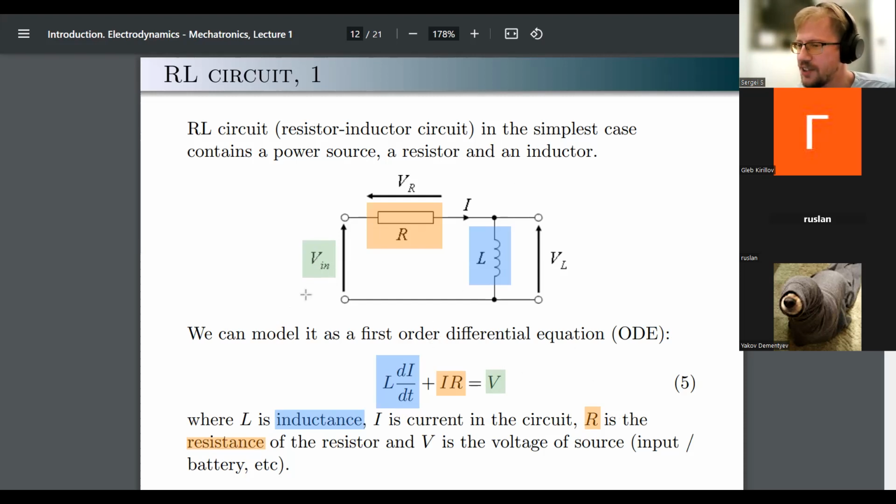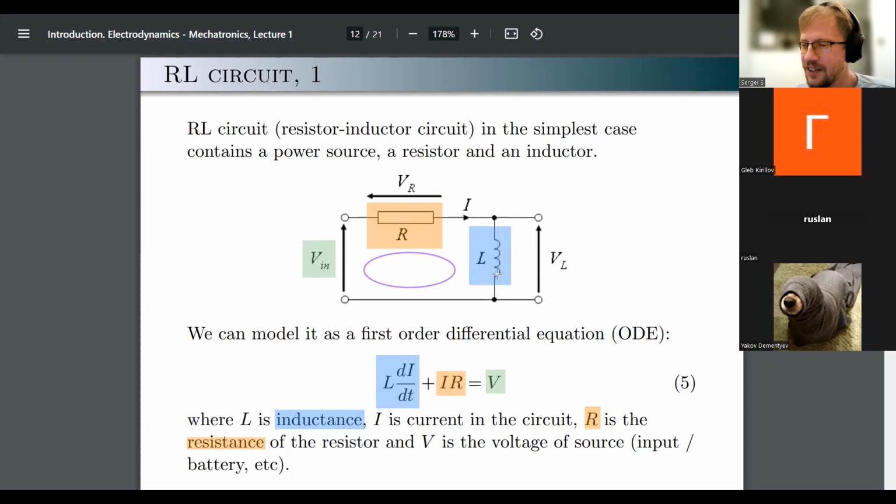That is a description of this circuit. Why is it correct? Where did this differential equation come from? It looks completely random, right? Why should it look like this? Well, it is because we use Kirchhoff's law. How do we use Kirchhoff's law here?